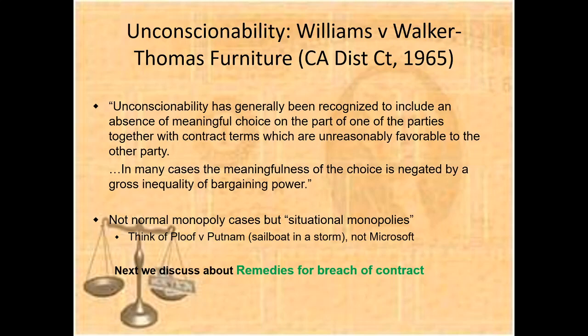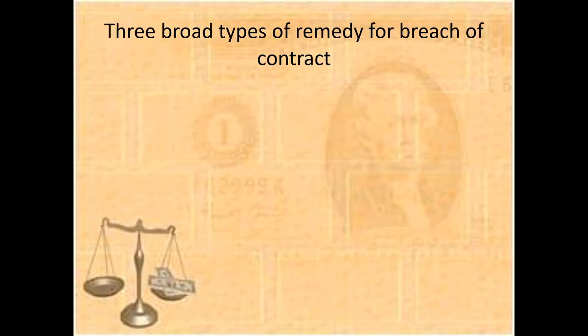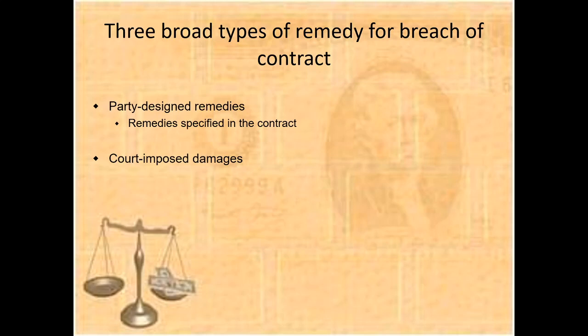Next we discuss the remedies for breach of contract. There are three broad types of remedy for breach of contract. Let us talk about them one by one. First, party-designed remedies, which is a remedy specified in the contract. This is what is called a party-specified or party-designed remedy, where both parties agree upon conditions and remedies are evolved based on their own conditions.